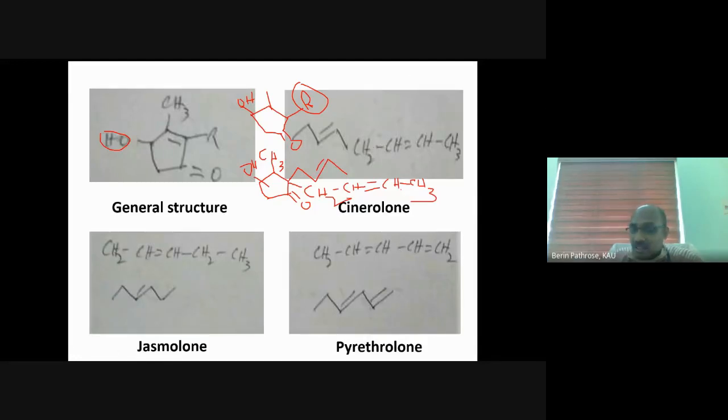In the case of cinerolone, it is like this. In the case of jasmolone, we have one carbon extra. So that will be like this, looking like this.